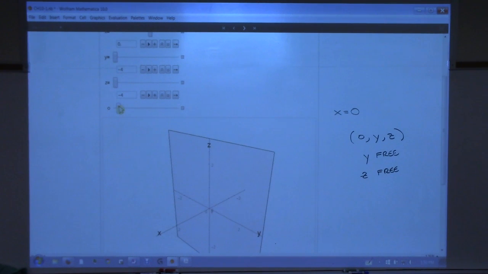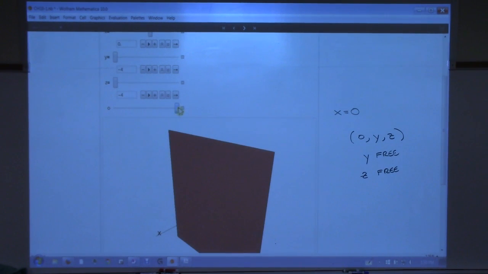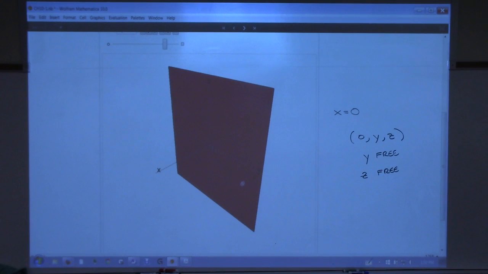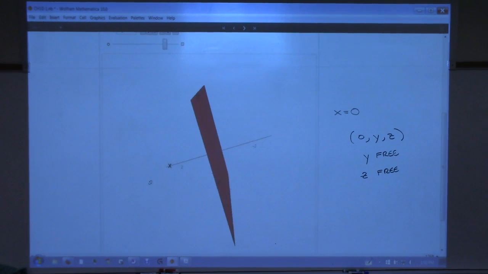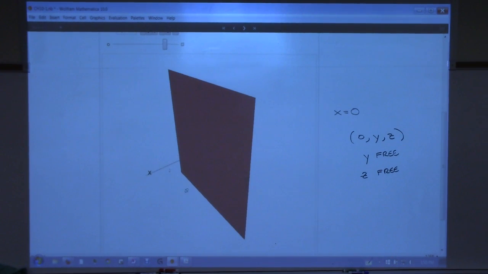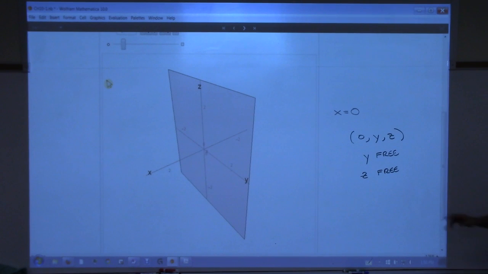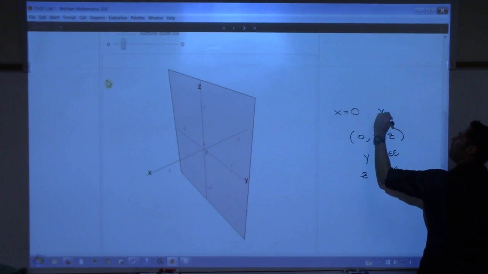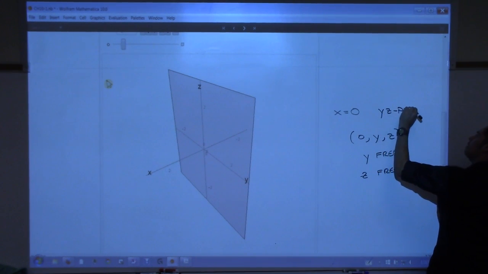There it is right there. And I'm going to bring it in real dark so you can see it. And I'm going to turn this. Do you all see that clearly? That is x equals 0, which we will from now on refer to as the yz plane.